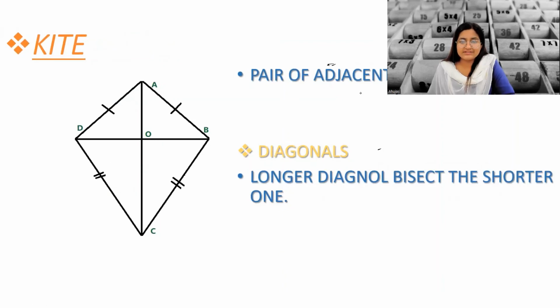Adjacent, I told you, means the nearby one. The nearby ones are equal: a pair of adjacent sides are equal. This side is equal to this, and this side is equal to this side. And what about the diagonals? The longer one bisects the smaller one into two equal parts, like this.